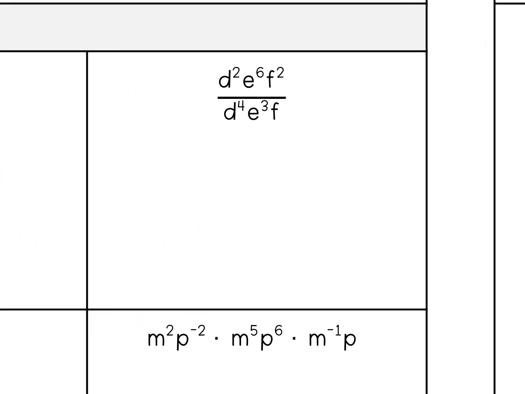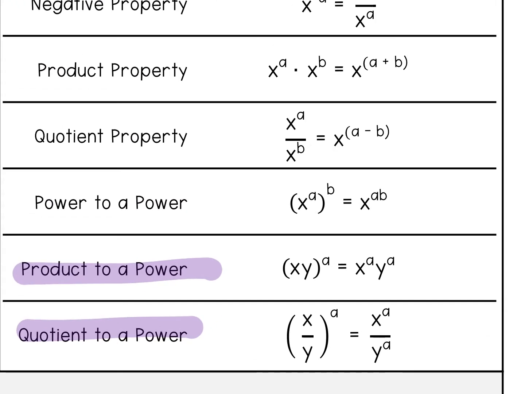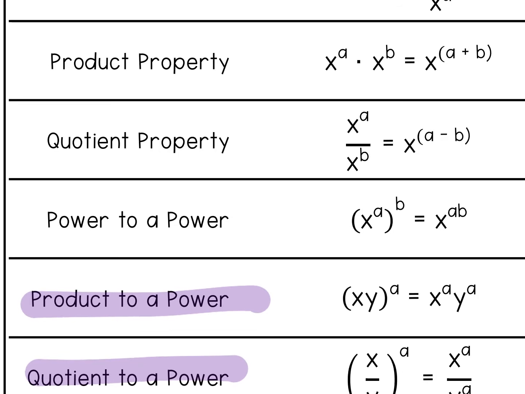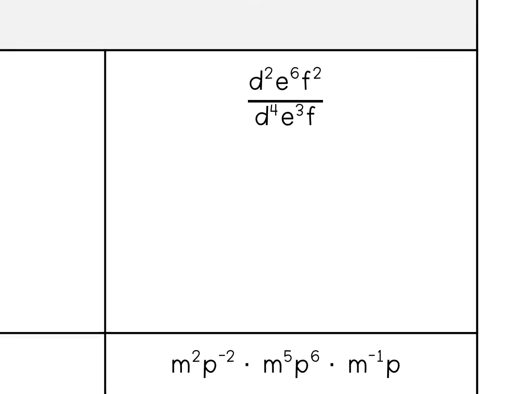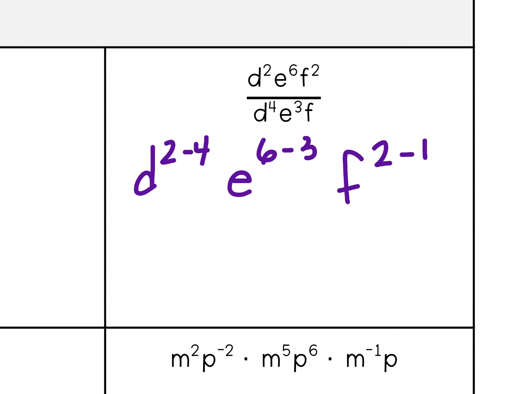Okay, right next to it, this time we are dividing. So this is called the quotient property. If I look here, the quotient property tells me that when I'm dividing, I subtract the exponents. So for D, I will have 2 minus 4. For E, I will have 6 minus 3. And for F, I will have 2 minus 1. So now that I do this, it would give me D to the negative 2, E to the 3, and then F to the 1, but I'm not going to write the 1.